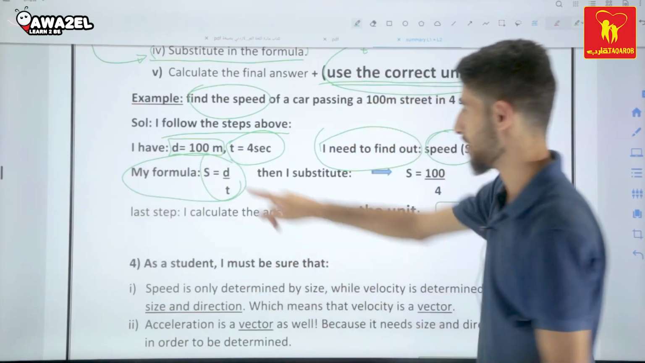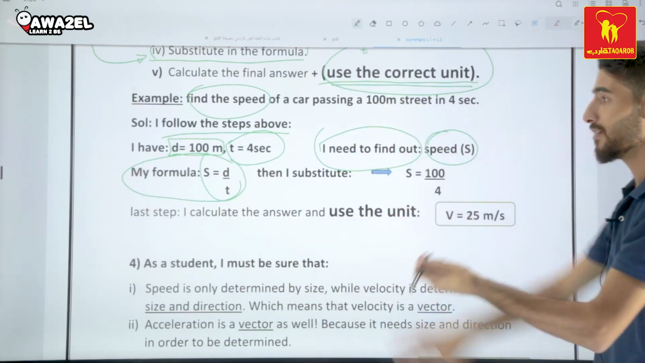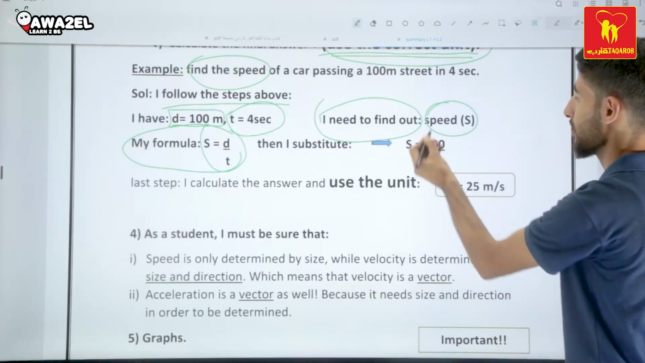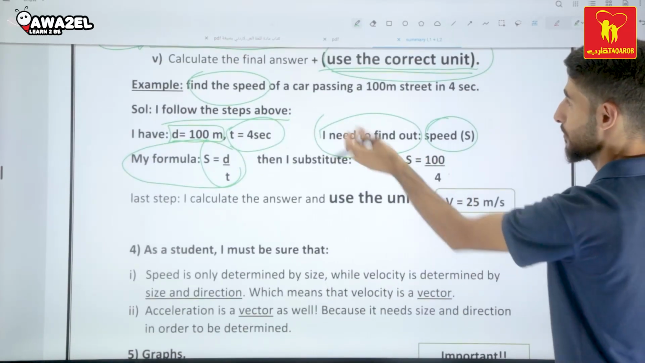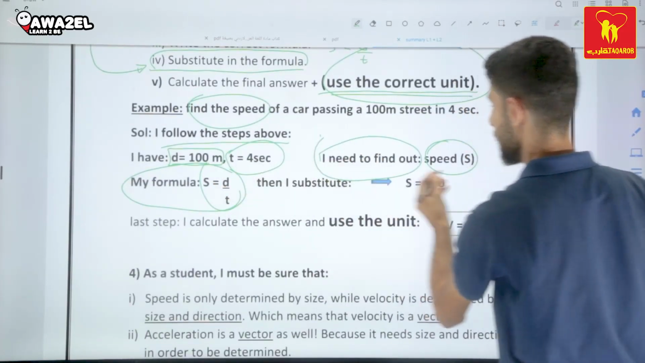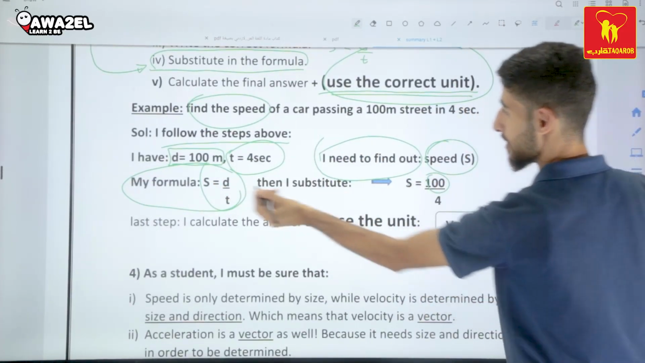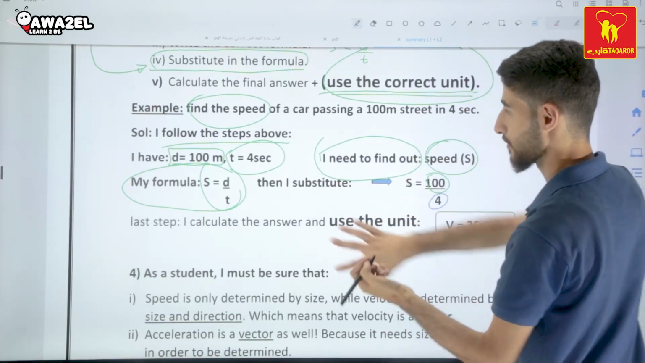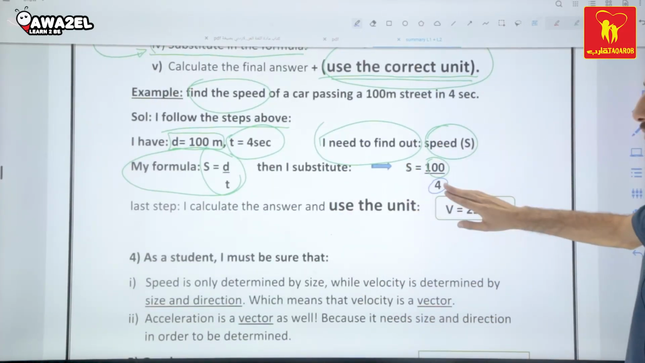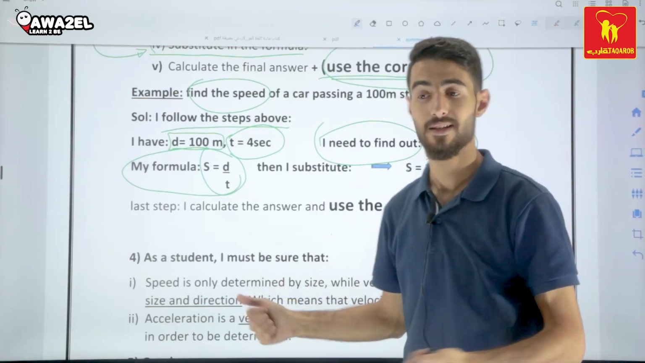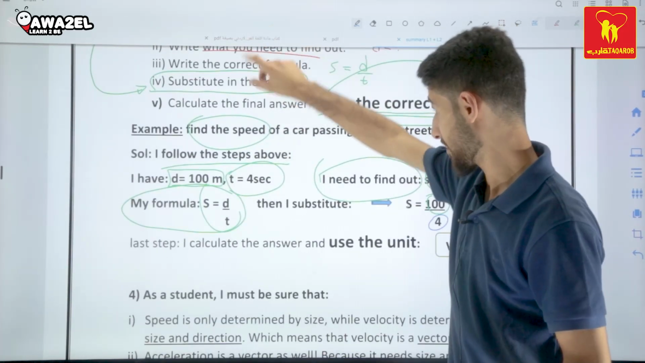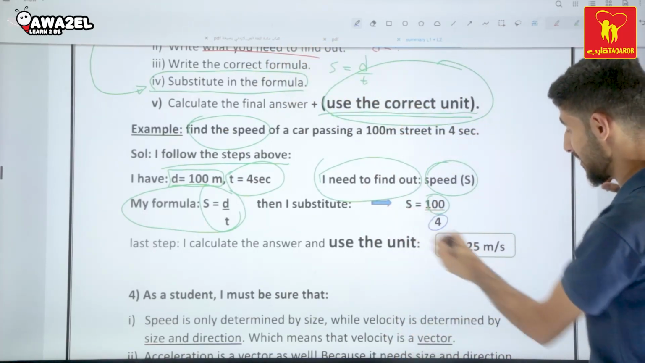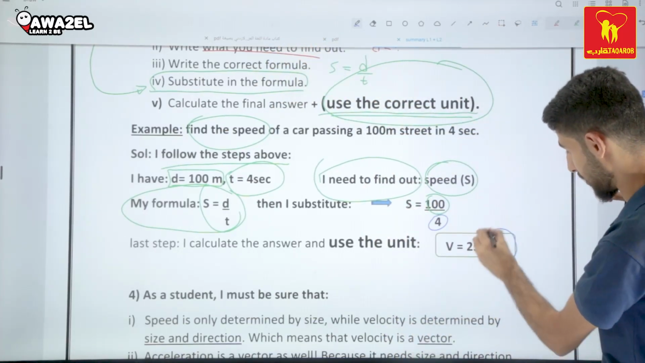Here, S equals d over t. Then I need to substitute in the formula. S equals 100, which I have here as d, instead of d. And then t, which is 4. S equals 100 over 4. Now I calculate. That is the last step, and I used the correct formula.